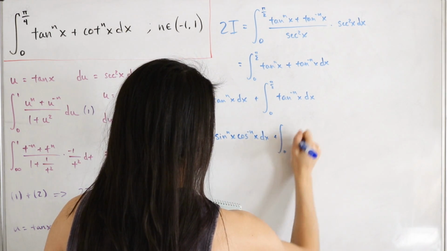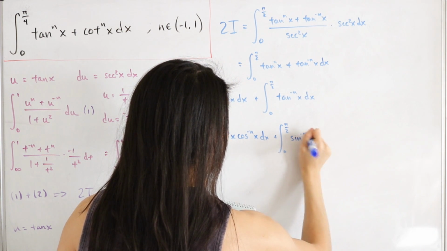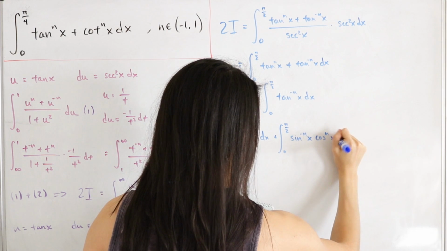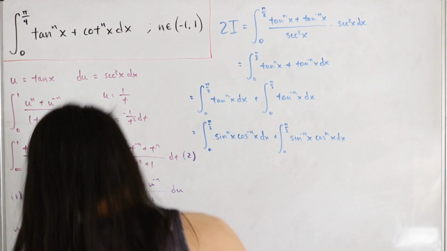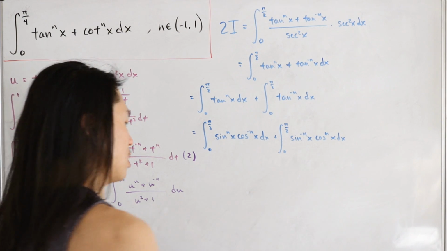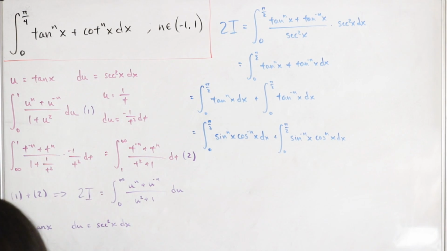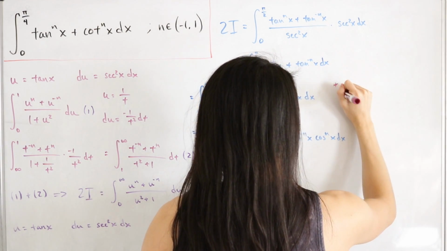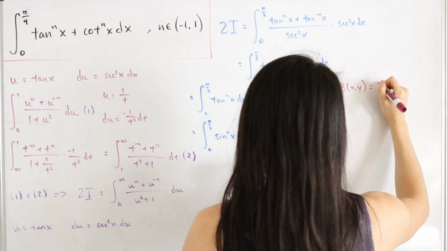Add this, from 0 to pi over 2, this one over here is sine to the power negative n of x multiplied with cosine to the power n of x dx. All right, so we have this in mind. Now keep in mind that we're going to be utilizing the beta function, and the beta function specifically says that if you have two inputs x and y, I'm going to put this note over here, beta of x, y is going to equal the following integral representation.